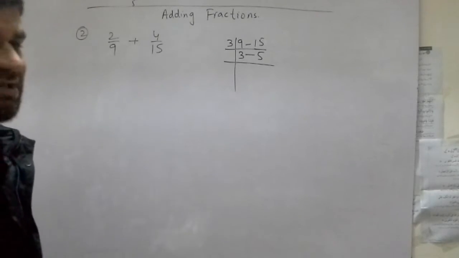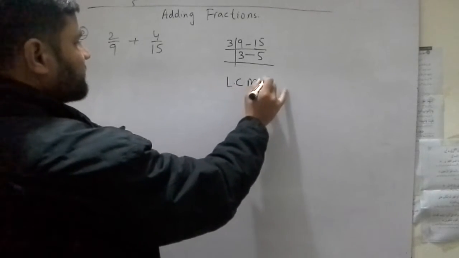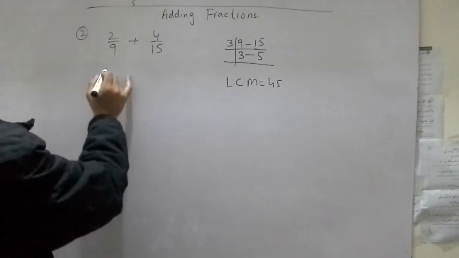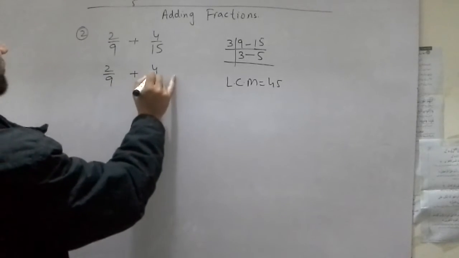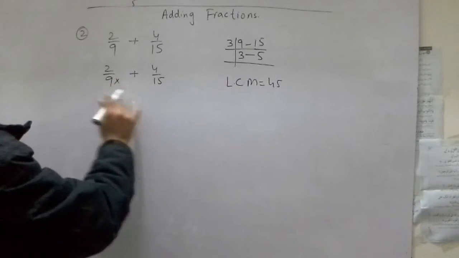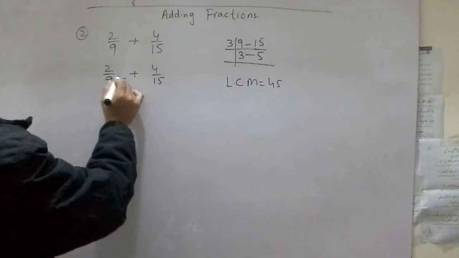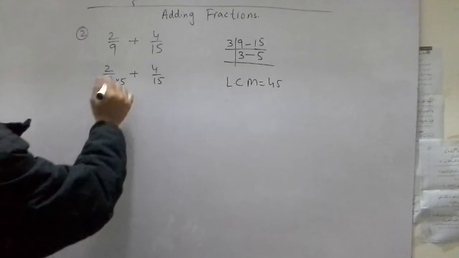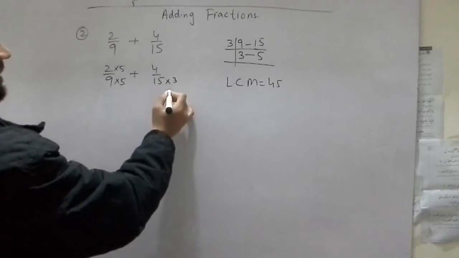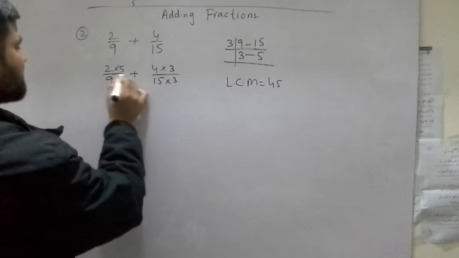So our least common multiple, or LCM, is 45, with which we can make these denominators the same. So 2 over 9, copy this down, 4 over 15, make the denominator the same, which is 9 times something gives us 45. So 9 times 5 is 45, and whatever you multiply at the denominator, multiply at the top as well. And 15 times 3 is simply 45, and multiply with the 3 on the numerator as well.